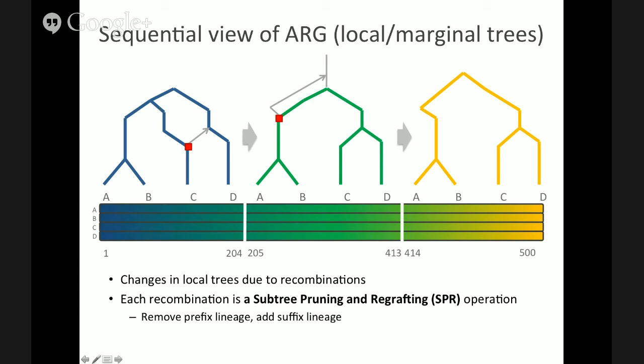removes, say, the prefix parental lineage and replaces it with the suffix parental lineage. So we can think of the recombination as tearing off this subtree and regrafting it to the right. And then when we look over here on the green tree, we can see that that operation has been applied. And we can just step along all the local trees, one SPR operation at a time.